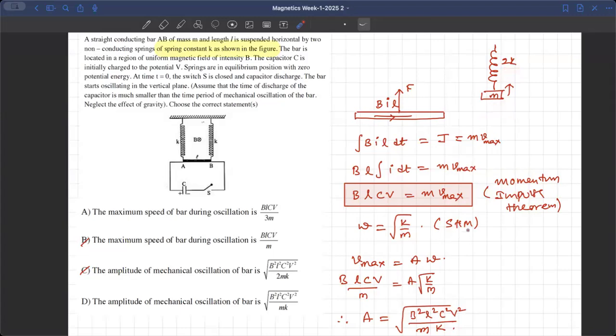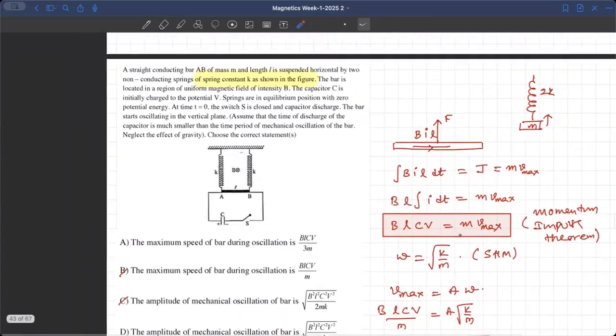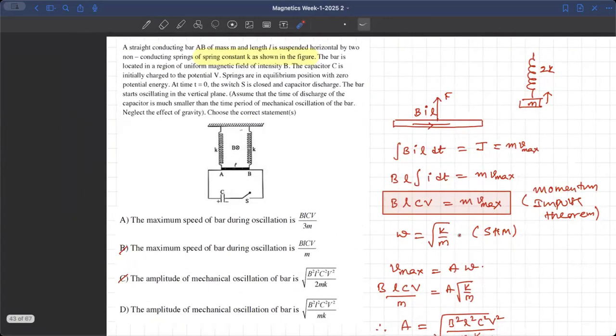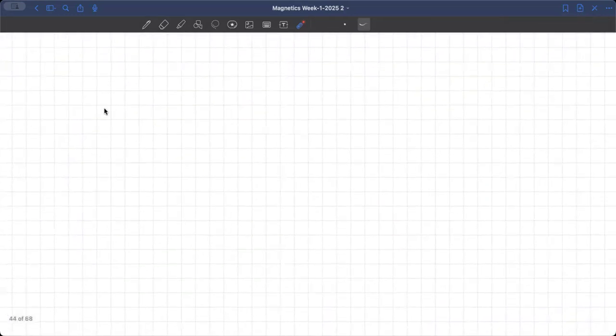So therefore, what is going to be the time period of oscillation? T is equal to 2 pi root M by 2K. Here I think some 2K term is missing. Please correct that. I'll write this one properly on a separate page, like what I was doing earlier. Good.